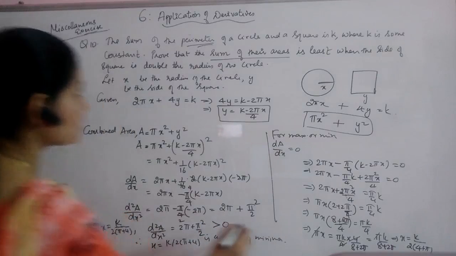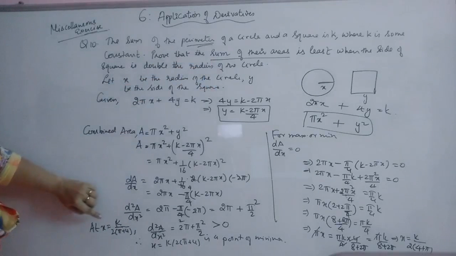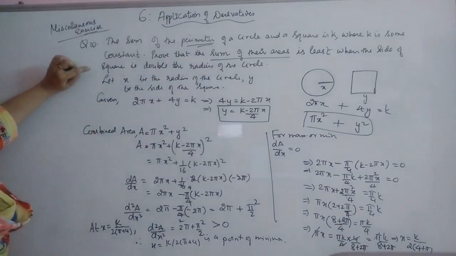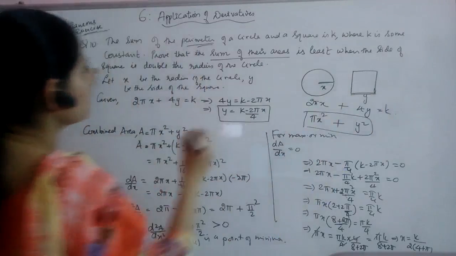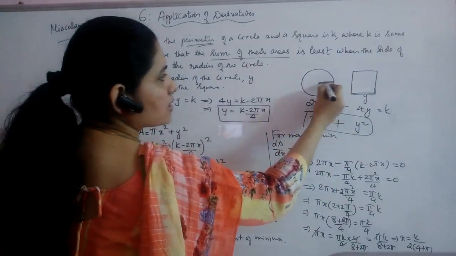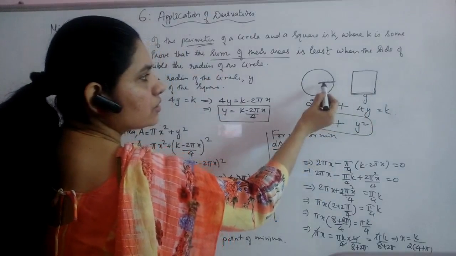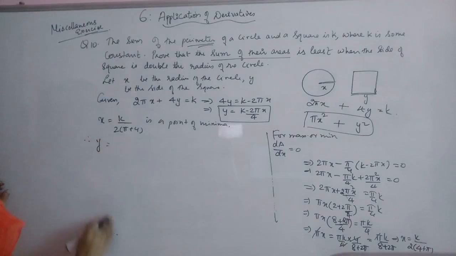Now what is the question? Prove that the sum of their areas is least. That we have proven. Now we need when the side of the square is what? Y. Side of the square is double the radius of the circle. Radius of the circle is x. So you have to get y is equal to 2x. Okay, for that we will just go for what is y equal to. In that we will replace the value of x and find out what we are getting.